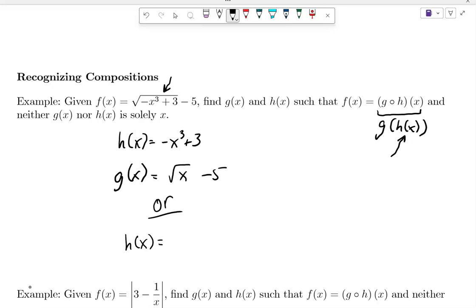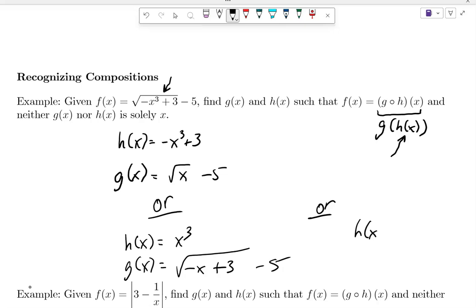Negative x to the third. Yeah, you could do that. So you could do negative x cubed as the inside, and then you could do your g of x as root x plus 3 minus 5. You could do that. Absolutely. Because again, the negative x cubed would go in for the x, right? See another way? See another inside and an outside?